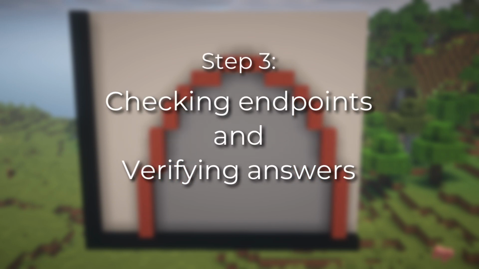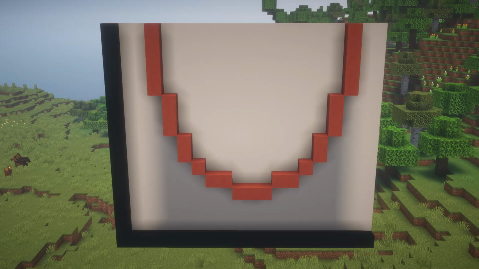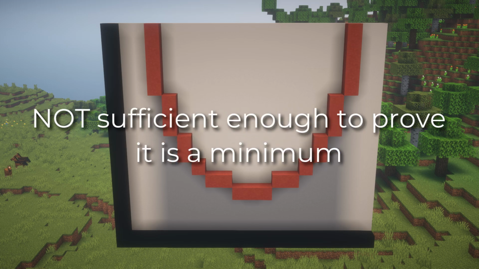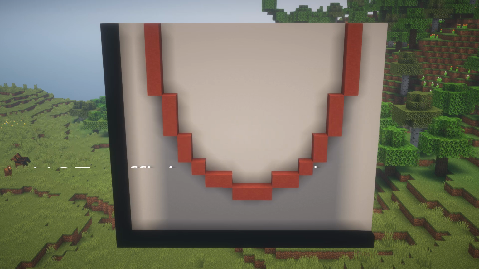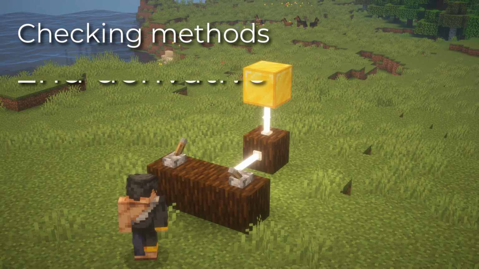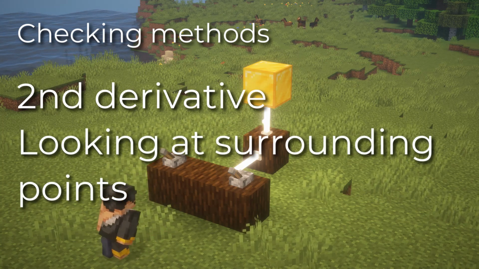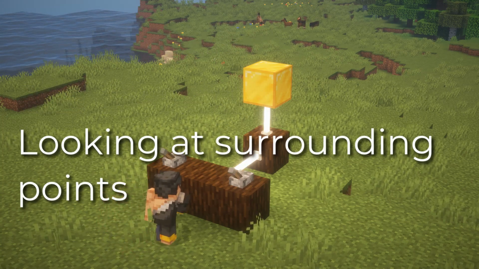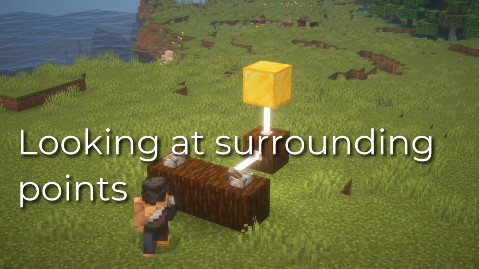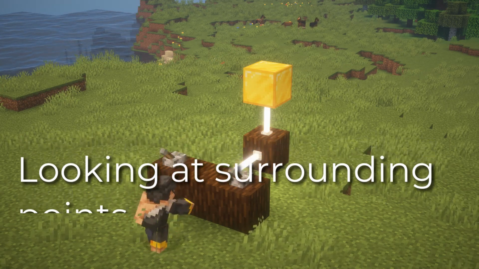Now for the last step. If you've made it here, you're in the home stretch and there's just 2 more things you want to check for. The endpoints and our actual point. Let's start with our actual point, the x equals 3 point we found. By setting the derivative to 0, that is actually not a sufficient way of proving that our point was a minimum. It could be a maximum or a plateau point, as I said before. So we must check another way, either through a second derivative or checking the points around it. For now, I'll just be checking the points around it since taking the derivative again is kind of annoying.